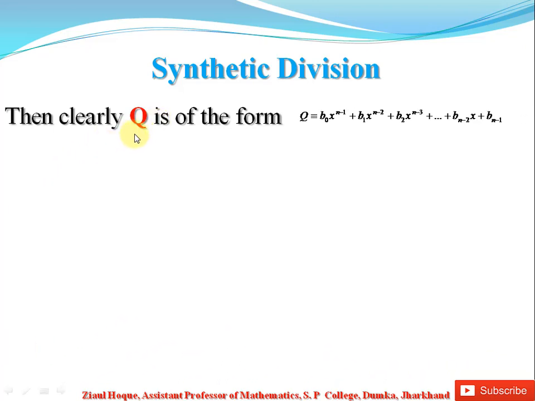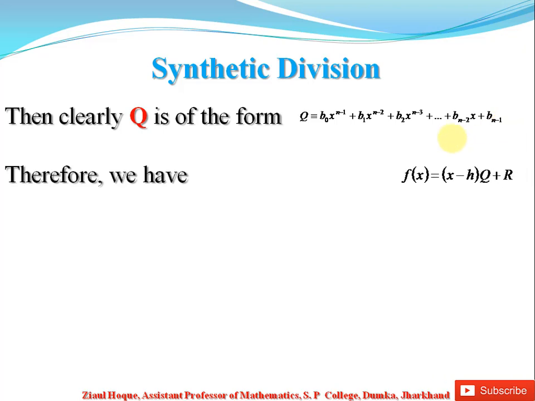Then clearly q is of the form q = b0 x^(n-1) + b1 x^(n-2) + b2 x^(n-3) + ... + b(n-2) x + b(n-1). Therefore, we have f(x) = binomial (x minus h) into quotient q plus remainder r.